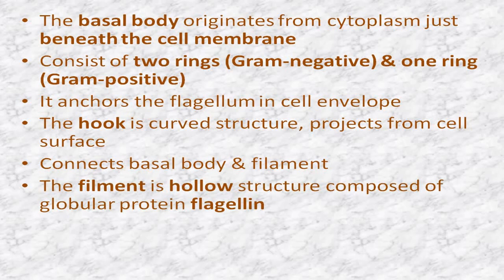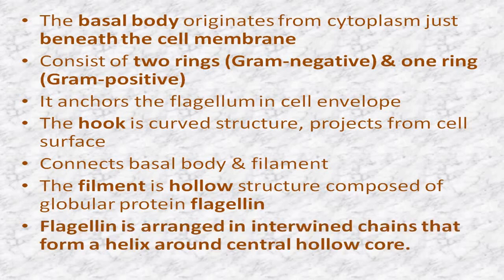The filament is a structure that originates from the hook. It is a hollow structure and is made up of a globular protein called flagellin. Flagellin is arranged in the form of chains that form a helical structure, but it is hollow from inside. So flagellin forms chains of helix, which are arranged around the central hollow core.